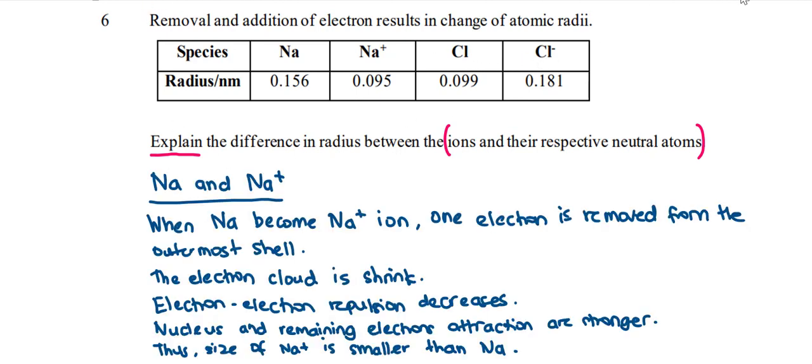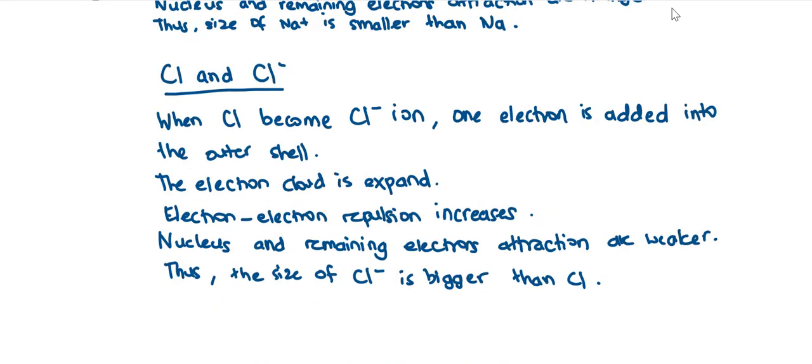Okay, so when Na becomes Na+ ion, ini adalah untuk cation. Okay, so kita tahu one electron is removed from the outermost shell, so it will make the electron cloud shrink. So the repulsion between electrons decreases and then the attraction between the remaining electrons and the nucleus is stronger. So that's why the size of the Na+ ion is smaller than Na.